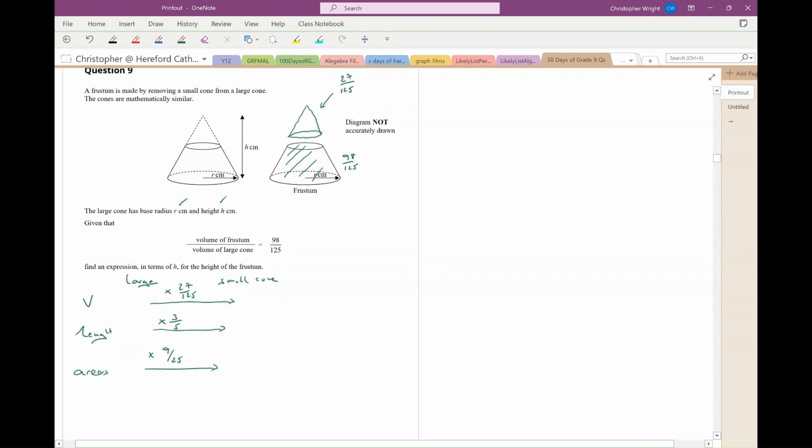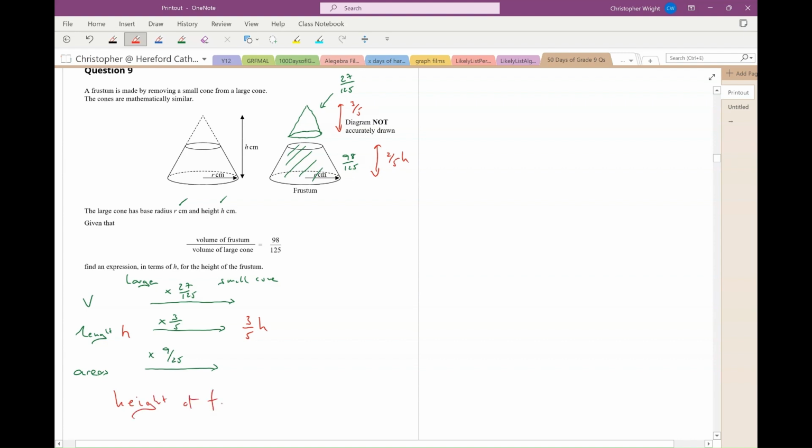Okay, now let's just go back to the question. Find an expression in terms of h for the height of the frustum. Well, I can find an expression in terms of h for the height of the small cone. The height of the large cone is h, so the height of the small cone is 3/5 of h. Okay, so this height here is 3/5 of h, which means that the height of the frustum must be the remainder, 2/5 of h.